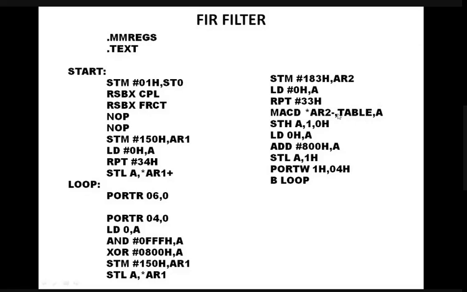Repeat the next instruction 54 times, where MACD, multiply and accumulate with delay, star AR2 minus, table, and then A. So this is the table. We multiply and accumulate the content of the memory location pointed to by AR2, which is X of n, and the table has H of n. It is a 50th order filter, and 50 coefficients are in the lookup table, which is called table. So H of n is multiplied with X of n, and Y of n is stored in A. This is a 52 tap FIR filter, right? Hence, this instruction is repeated 52 times. So these two instructions alone will perform the 52 tap FIR filter just like that.